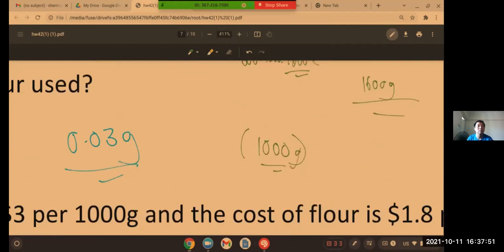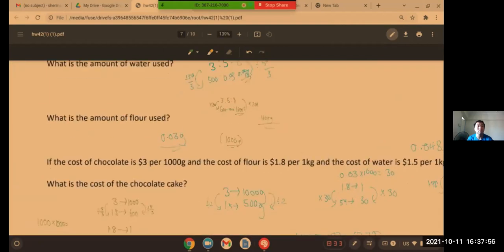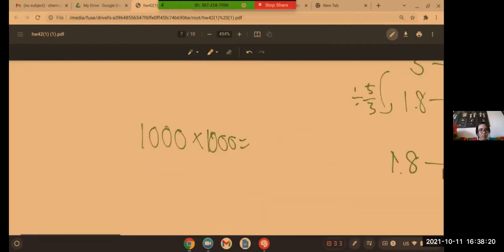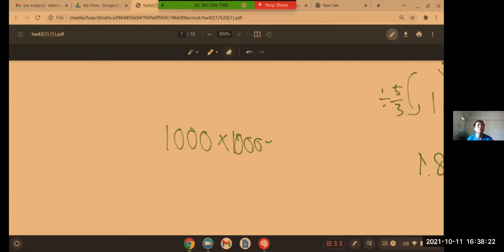Where's the unit? Okay, so if it's given in gram, do you have to do anything else? Yeah, I need to, because the cost of flour is $1.8 per 1 kg. 1 kg is what? You're not paying attention. 1 kg is what? 1,000. No, you don't. You just show me in the question what is 1 kg.